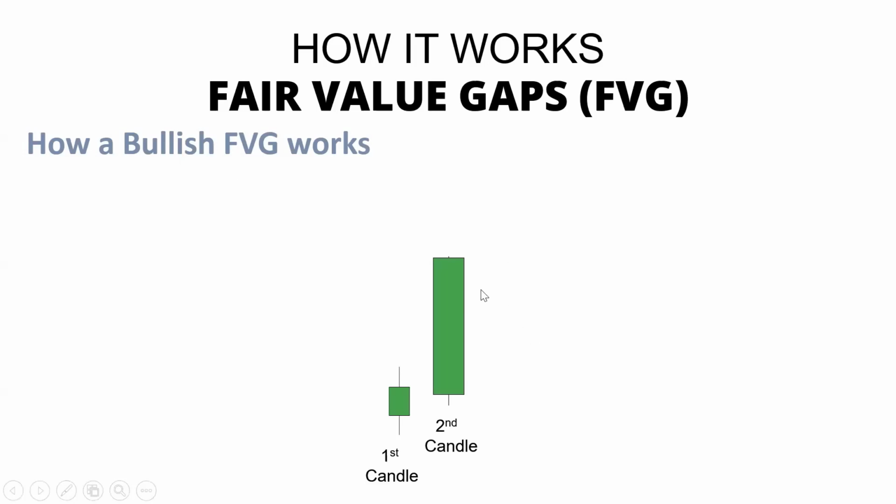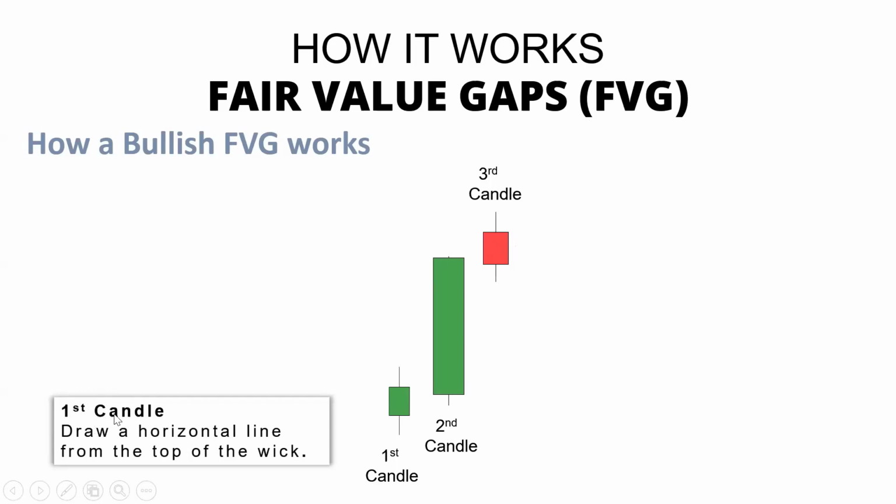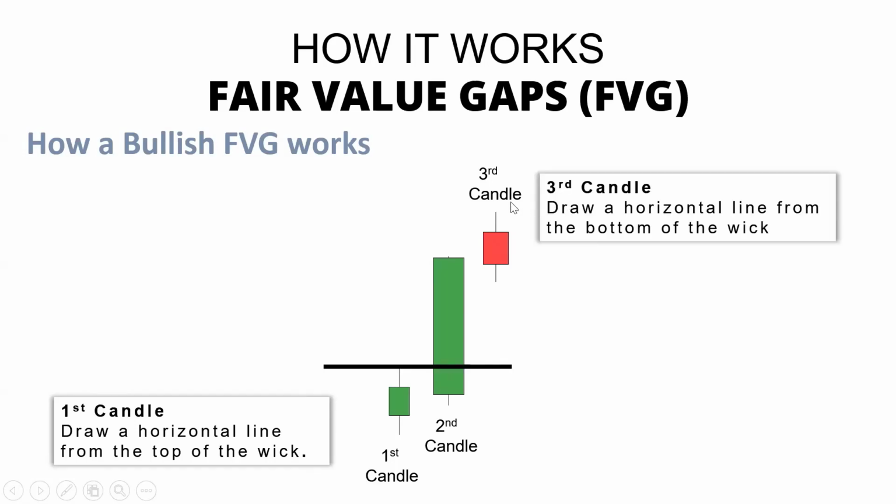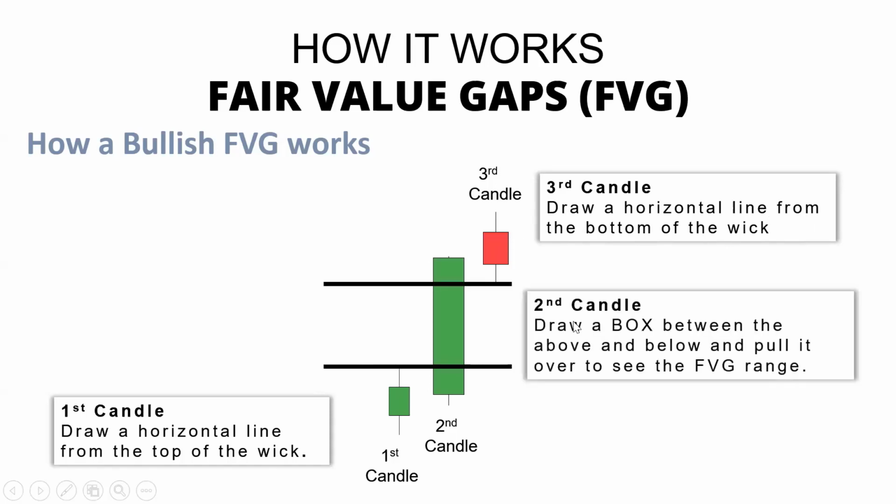How a bullish fair value gap works, we have the first candle, second candle, and third candle. The first candle, you draw a horizontal line from the top of the wick. So here's the first candle, and you draw a horizontal line from the top of the wick. Then you have the third candle where you draw a horizontal line from the bottom of the wick. The second candle, which is the bullish impulse candle, you draw a box between the above and below, and you pull it over to see the fair value gap range. Here is your fair value gap.